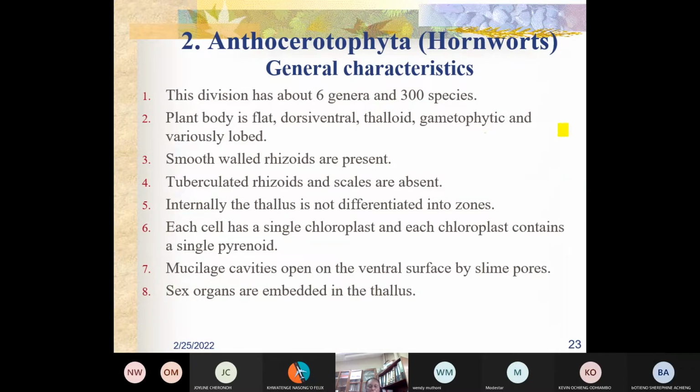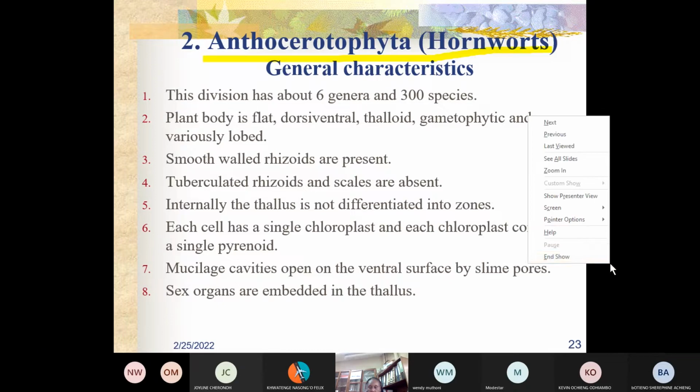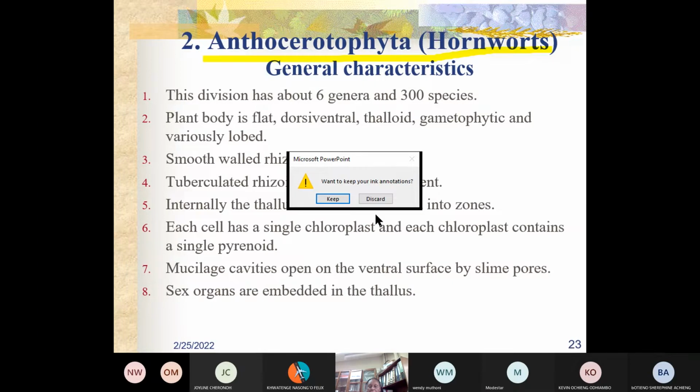Okay, I think we will stop there, and we will continue with the next groups in the next lecture. So we'll start at Anthocerotophyta.